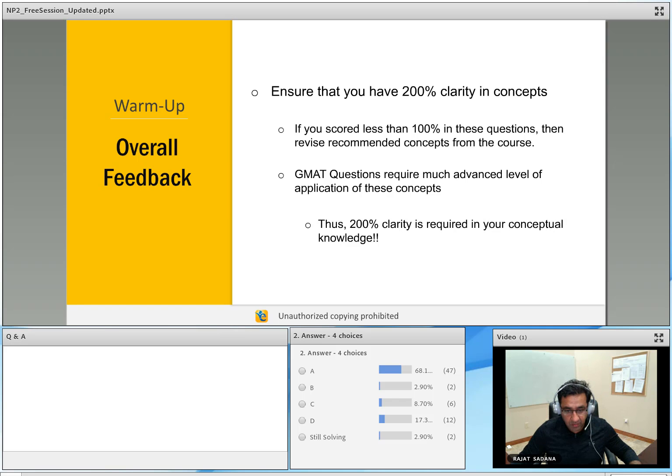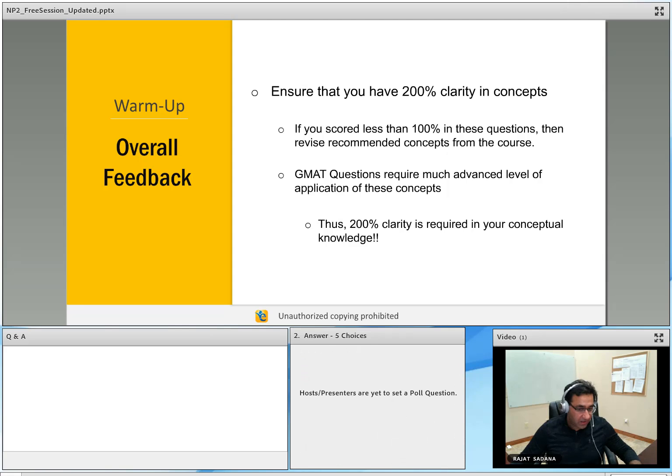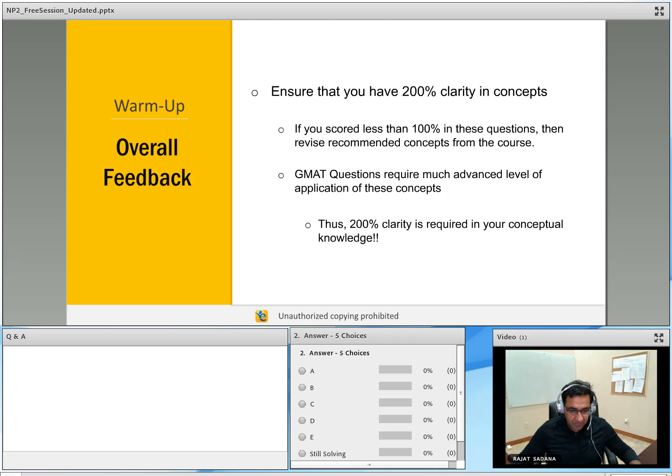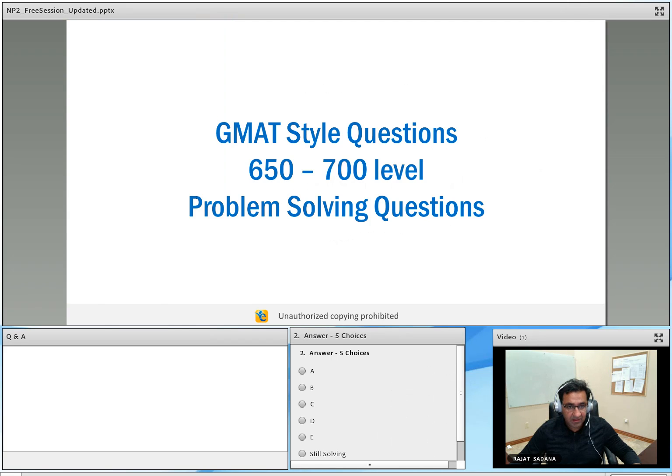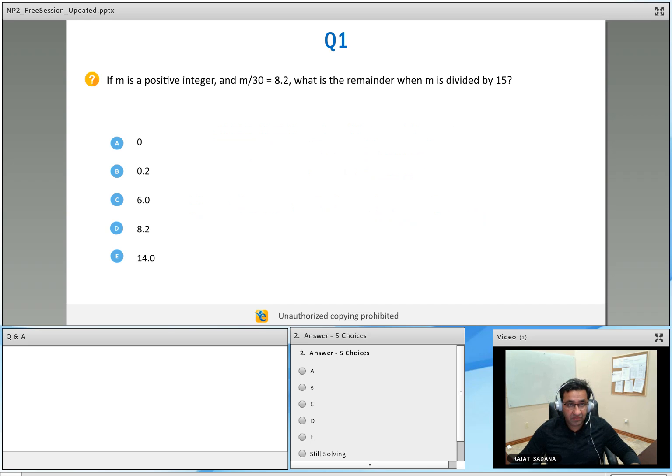So let me swap my poll, and let's go over here. So select still solving, and so that we can go on to the real questions that we are here for today. So we did the 5 foundational questions. Now we're going to do 3 600 to 700 level questions. I'm going to remove broadcast results, and again we call them 650 to 700, but I think they're 600 to 700. So here is your first question.